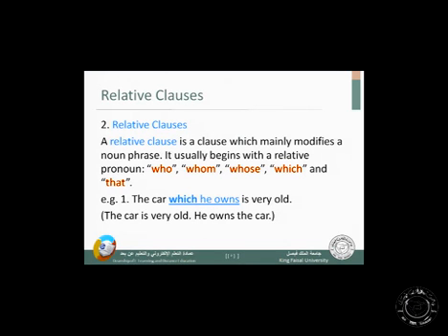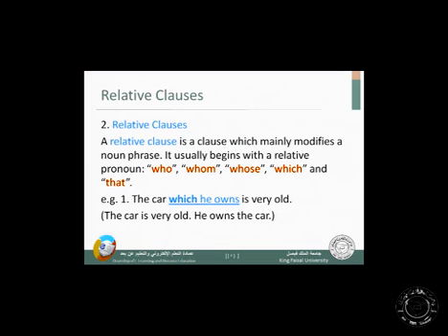Relative clauses begin with a relative pronoun. So they begin with who, whom, whose, which, and that. And each one of those has a special use that we will talk about in a bit. So they are used specifically with certain noun phrases. But first let's look at an example of a relative clause.